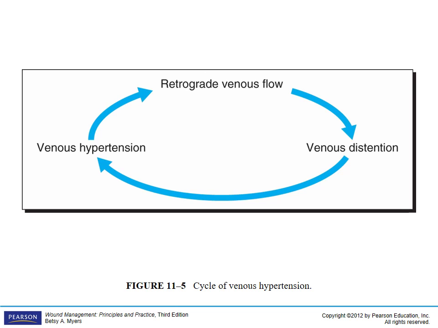So here's the cycle of venous hypertension. So what happens is you get the pooling of the blood, or the venous hypertension. Then you get a retrograde venous flow. Remember I said if the veins become incompetent, the blood goes back down. Gravity pulls it back down. Once it pulls it back down into those lower veins, those veins get distended, which causes even more hypertension, because you get more pooling of more blood, which causes a higher level of venous hypertension.